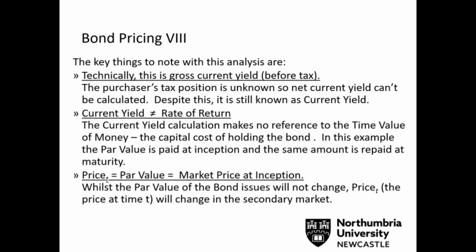Just a few things to know on that brief example. Obviously, we do not know the company's tax position, therefore any coupon payment in this calculation is before tax. In this example, we had the current yield and the rate of return being exactly the same, but it is worth knowing that the current yield calculation makes zero reference to the time value of money, the cost of actually holding that bond. So it's assuming there are no holding costs. And because of the numbers in this calculation, with the yield to maturity and the coupon being exactly the same, this typically wouldn't happen in practice.